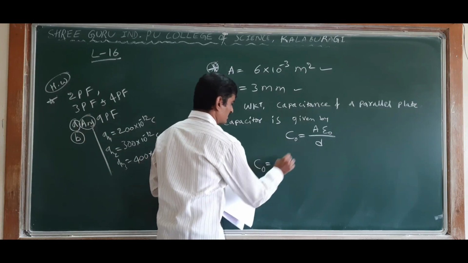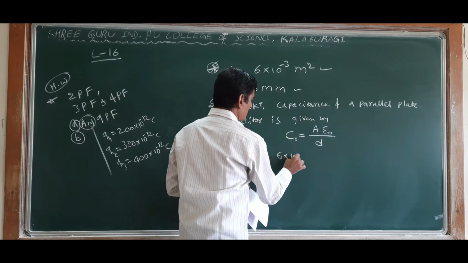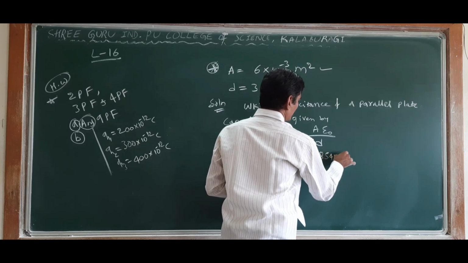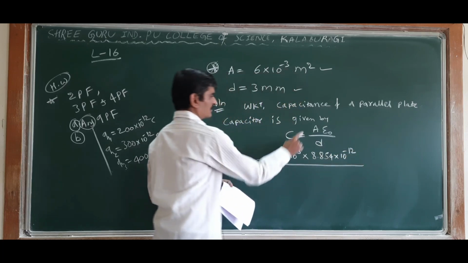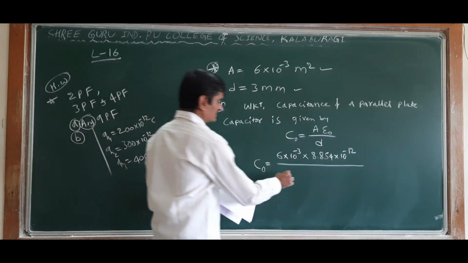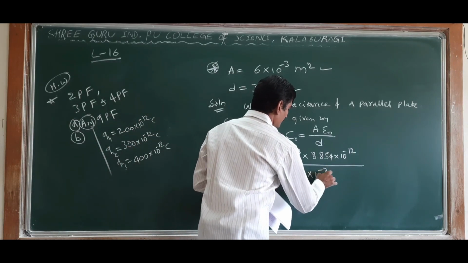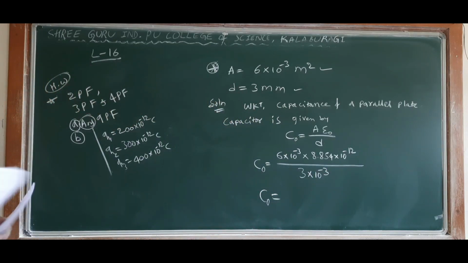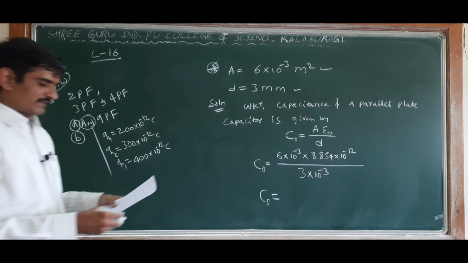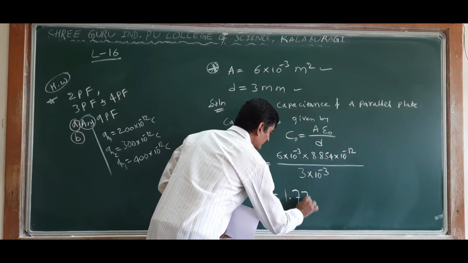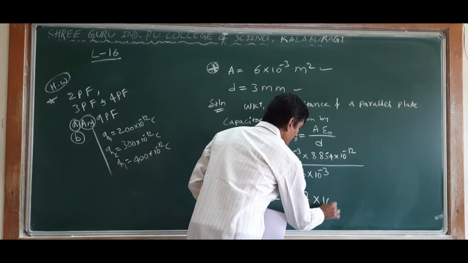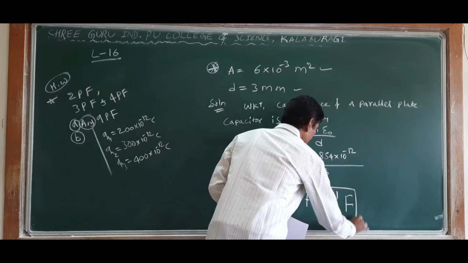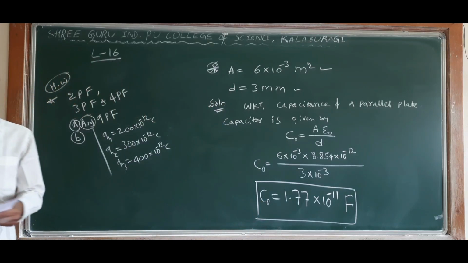So C naught is equal to A, which is 6 into 10 to the power minus 3, and epsilon naught, that is 8.854 into 10 to the power minus 12 farad per meter. That value you must know. Divided by D, and D is 3 millimeter, that is 3 into 10 to the power minus 3. So you will get C naught is equal to 1.77 into 10 to the power minus 11 farad. This is the capacitance of the capacitor.